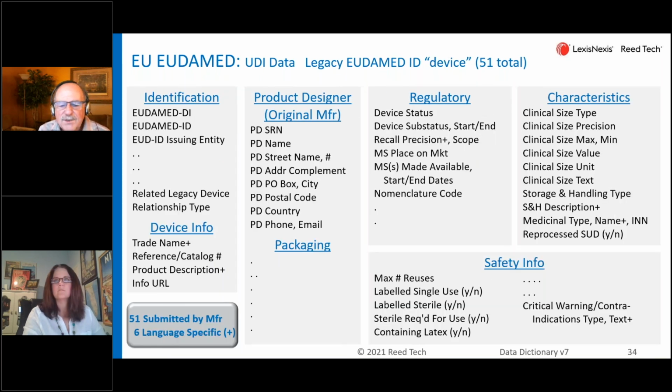And then the last slide that we touch on here is the particular attributes for an individual device. So this is down considerably as to the number of attributes. You see a lot of dots on this screen. These are particular attributes that are not included with a legacy UDI ID. So this is at the device level, and there's a total of 51 of these individual attributes for the device. Some of these are language specific, by the way, so you might have multiple instances if you have multiple languages.